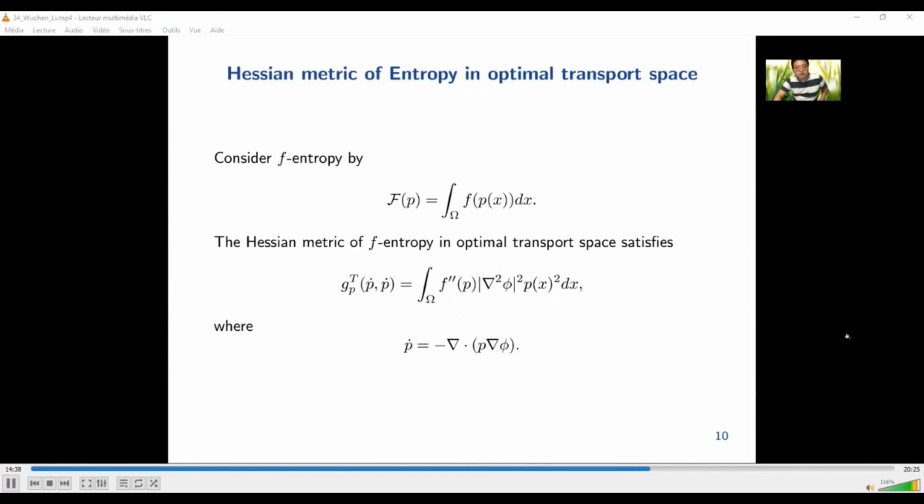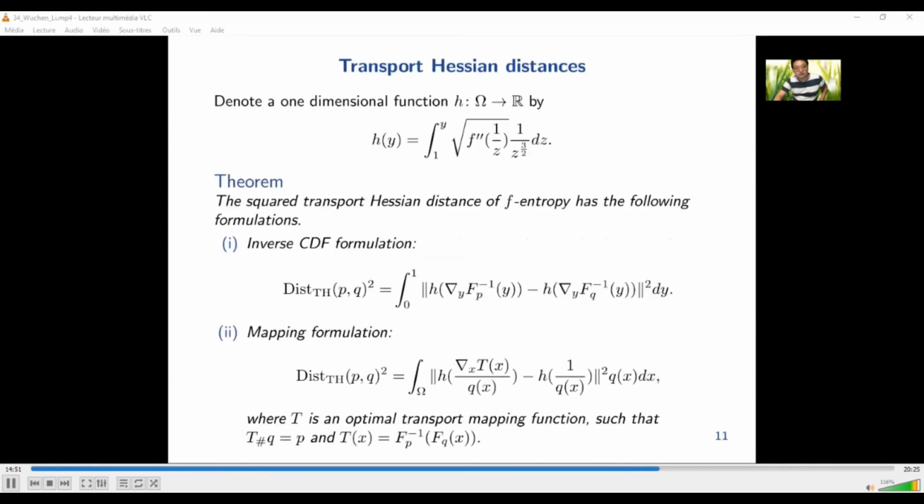Now the goal here is, according to this kind of PDE type metric, believe it or not, we can still manage to find the closed form solution for this Hessian distance. That's the main result of this paper. Essentially there's an additional change of variable in the optimal transport space. If you give me the F entropy, I just do this kind of integration. I introduce a function I call h of y, which equals the integral from 1 to y of the square root of f double prime of 1 over z times 1 over z to the 3 over 2 dz.